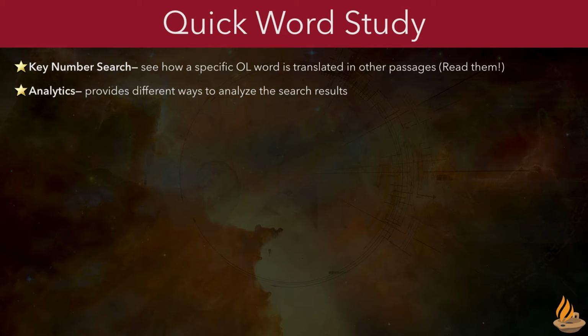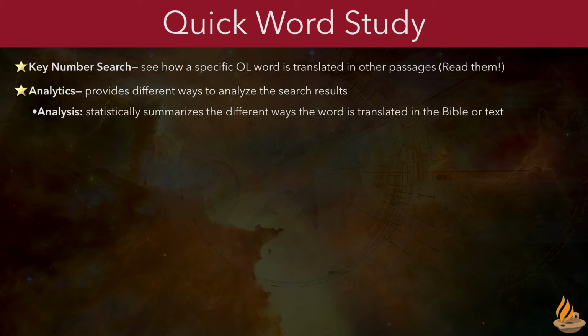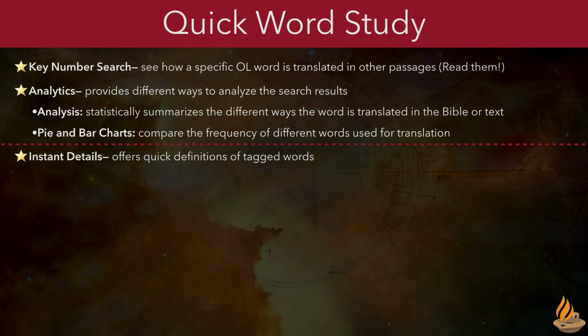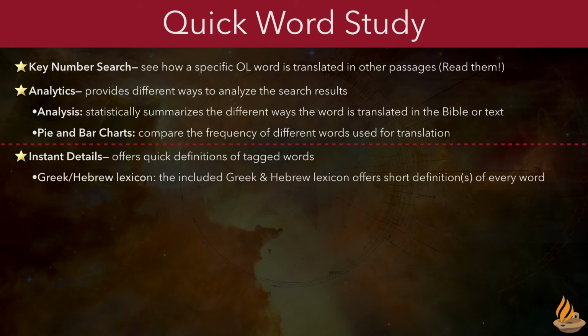Of particular interest are analysis, which statistically summarizes the different ways the word is translated in the Bible, and the pie and bar charts, which compare the frequency of different words used for translation. We've already used both of these earlier in the podcast. Here are 3 more. Instant Details offers quick definitions of tagged words. We can use the included Greek-Hebrew lexicon.